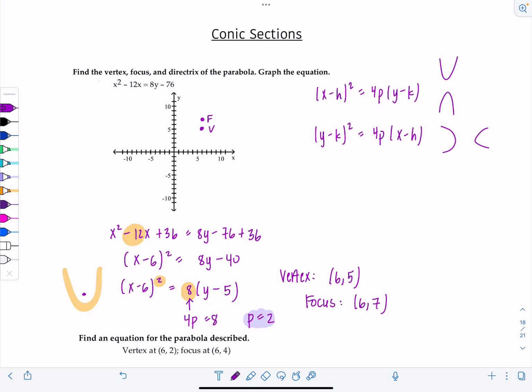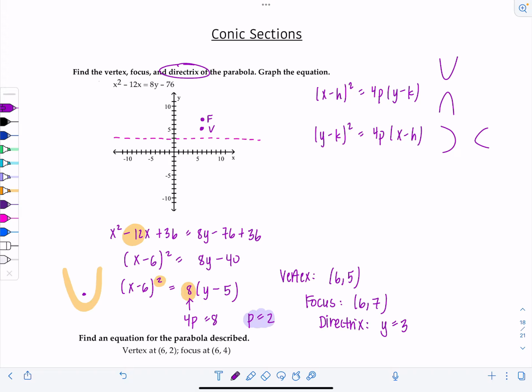Okay, then it wanted the directrix. The directrix is the same distance, p, that the focus is from the vertex, but the other way. So it's going to go down 2 units, and it's going to be a horizontal line. The parabola doesn't touch it. So what's the equation of that line? Directrix is at y equals 3.